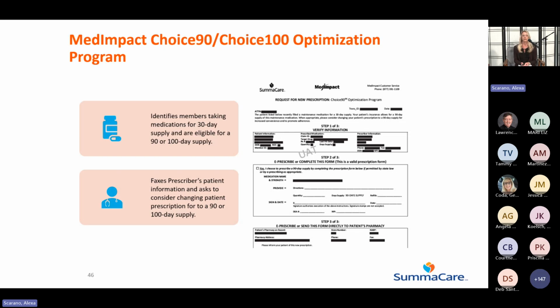When that's identified, a fax will be sent to the prescriber of the medication for the patient and ask them to consider switching to a 90 or 100-day supply. The little image is an example of what that letter would look like when it's faxed over. So if that could be completed, faxed back to the pharmacy, then they would be updated with a 90-day supply.